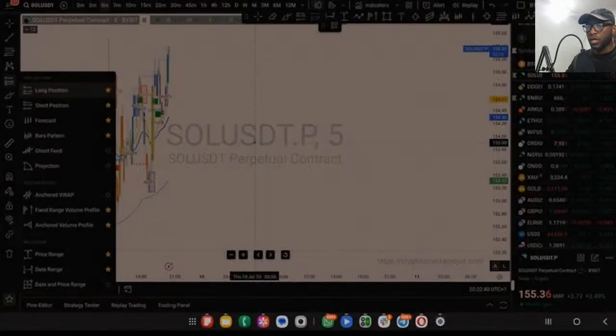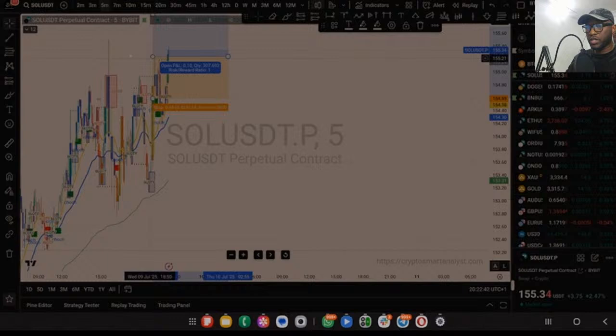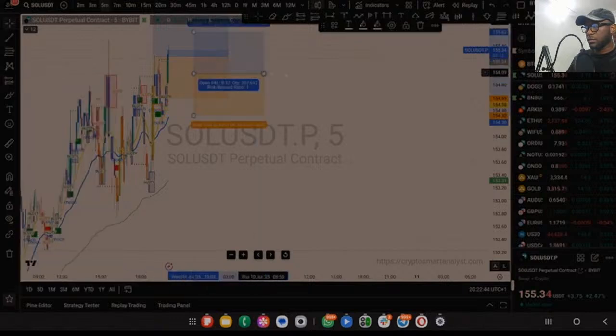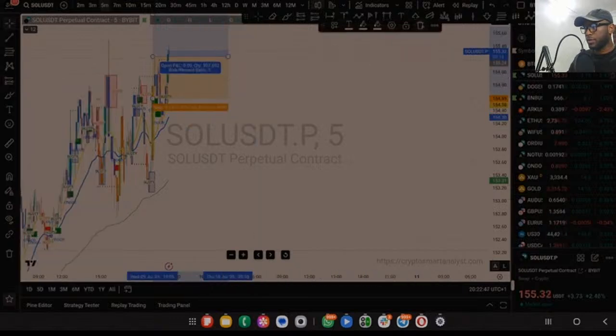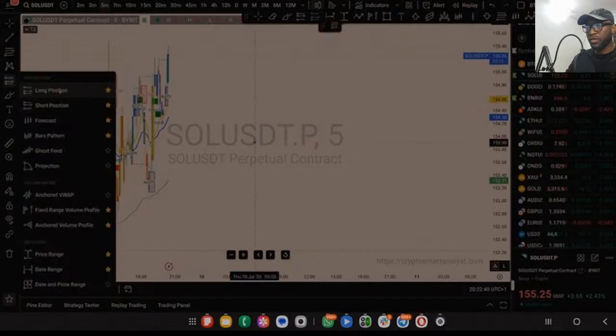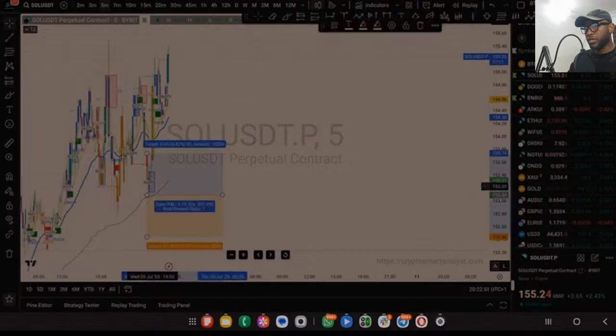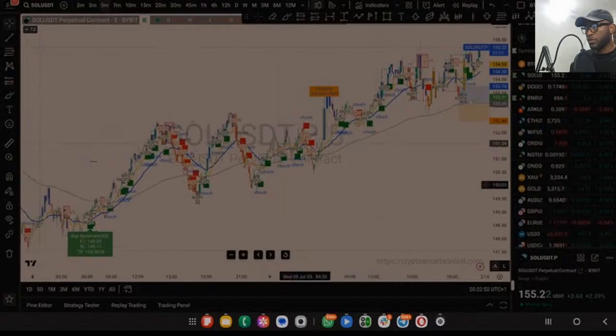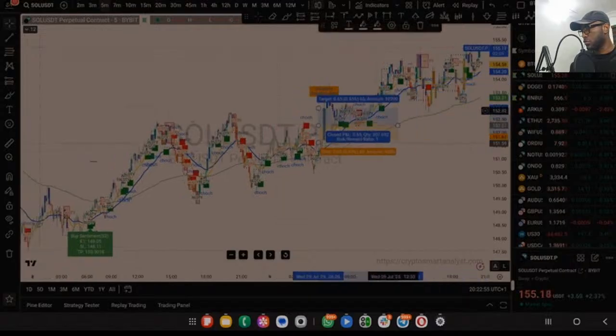So you want to use the projection tool to pick your entry. Like I said, if you're using the projection tool, like what we used there, this was a short projection tool.